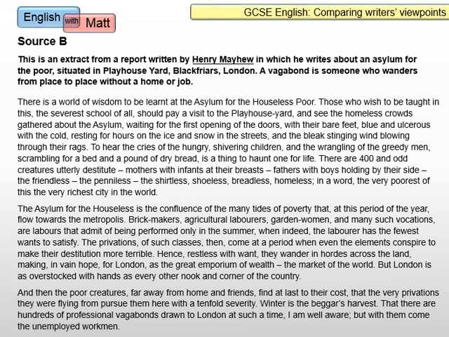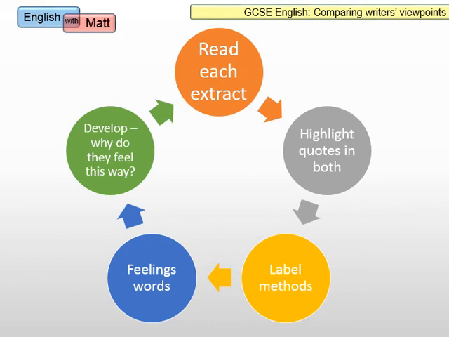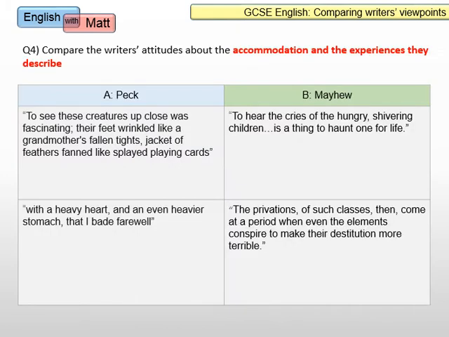So going back to our flowchart, we've done the orange section. We've read each extract. The next thing that we would need to do is take our highlighter and select some quotes from each extract that demonstrate in our mind what the attitude of each writer may be about the Peckforton Castle and about the asylum.